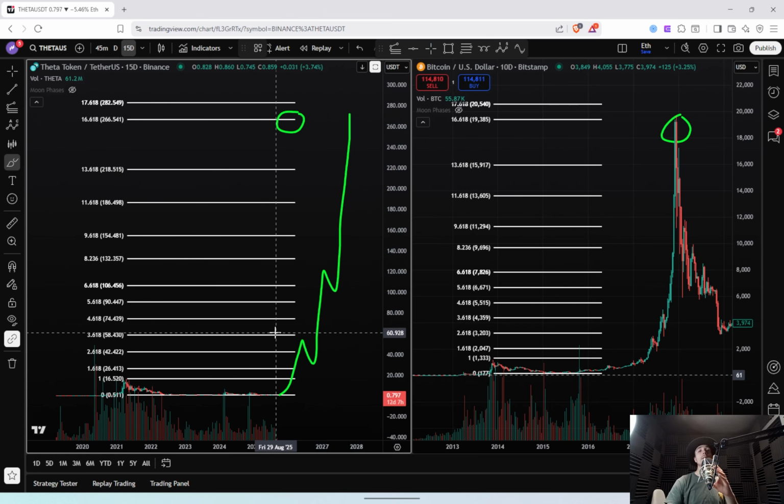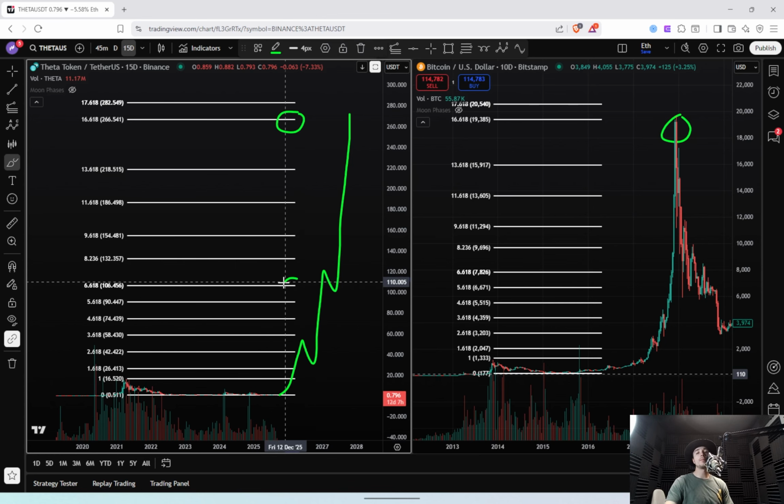So I am expecting a big vertical move that should be very profitable for everybody holding this coin. The only question you have to ask yourself is, are you going to hold this? Because the people that don't hold it are going to be the people that wish that they had bought more, that wish they had stacked Theta before Theta went to the moon, before Theta took off all the way to a new all-time high.